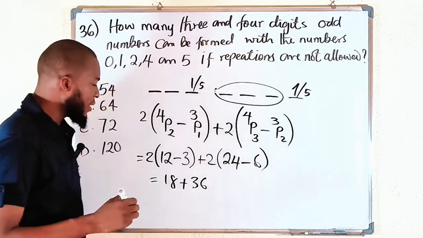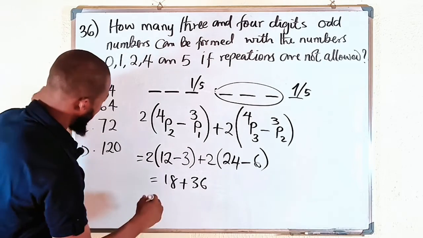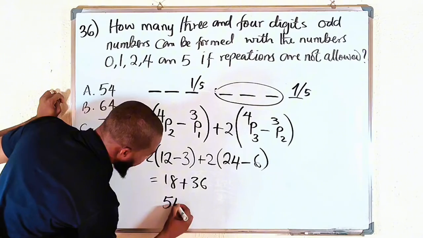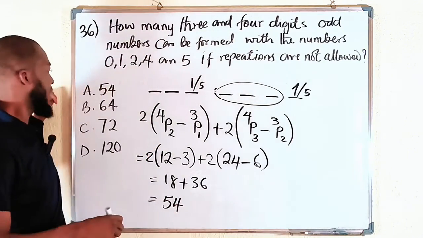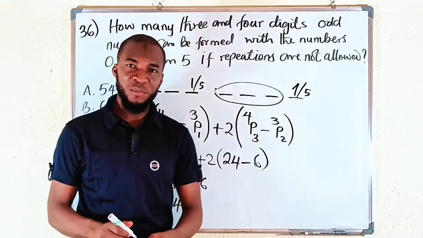So what happens if we add these two together? This is going to be 54, right? 54. Yes, we have it here as option A. Now let us move on to question number 37.